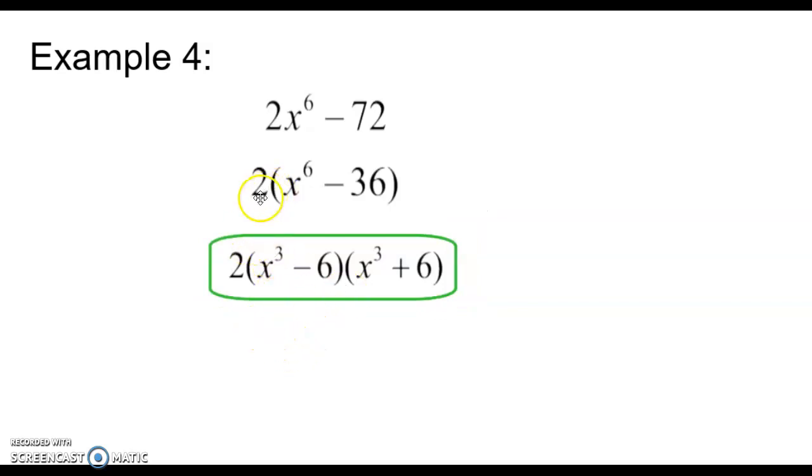So we have this greatest common factor of 2 in the front. We have the square root of x to the 6 is x to the third. And we have the square root of 36 is 6. Remember our last thing, one gets a positive and one gets a negative. It does not matter which gets which.